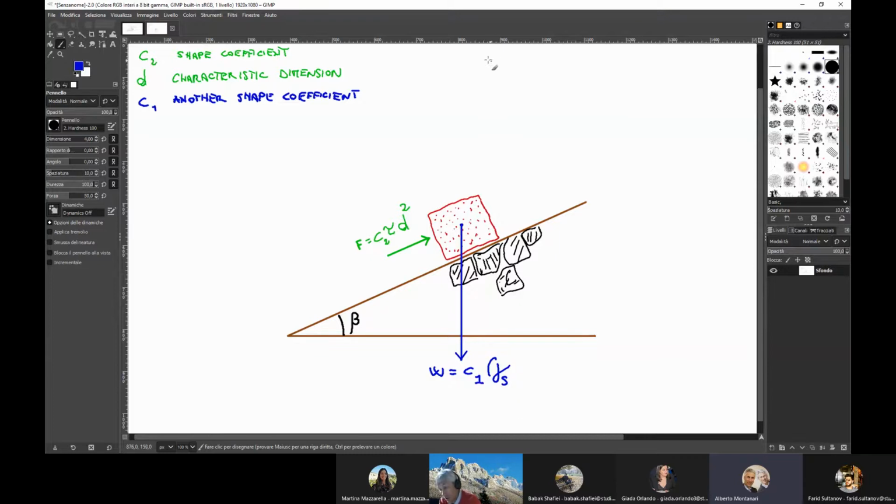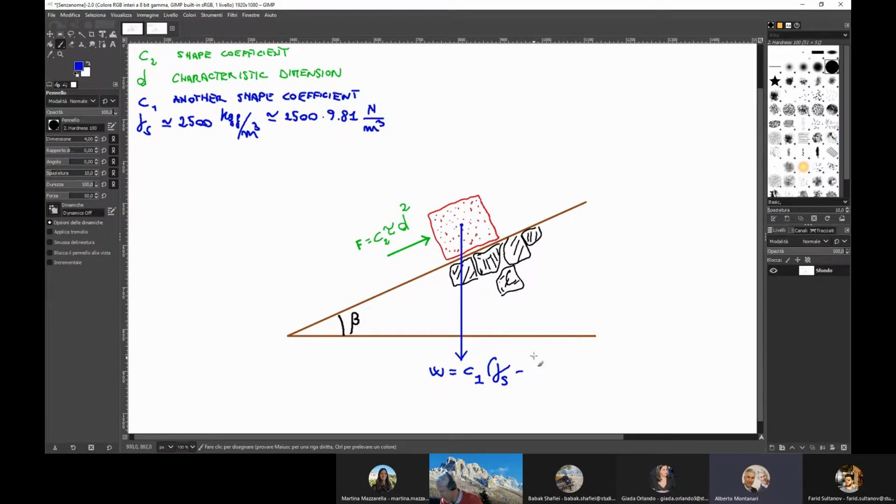So let me write here. Gamma S may be something like 2,500 kilogram force per cubic meter, okay? And this is then equivalent to 2,500 times 9.81 Newton per cubic meter, okay?